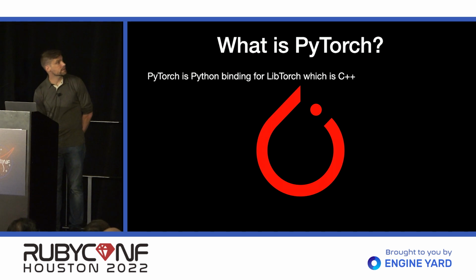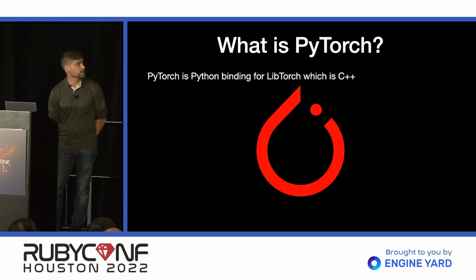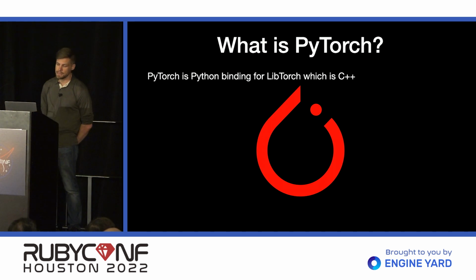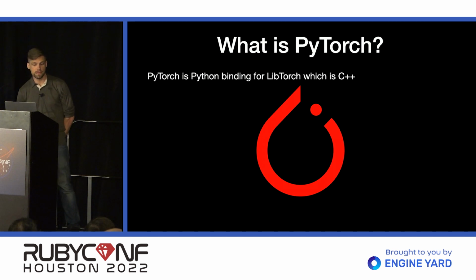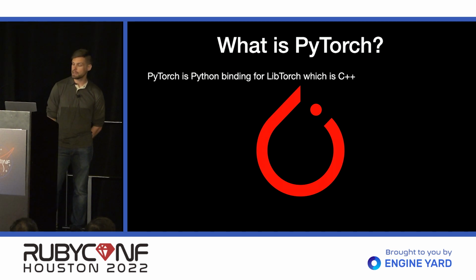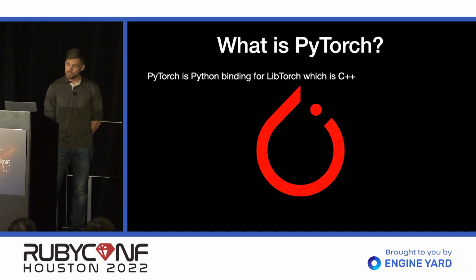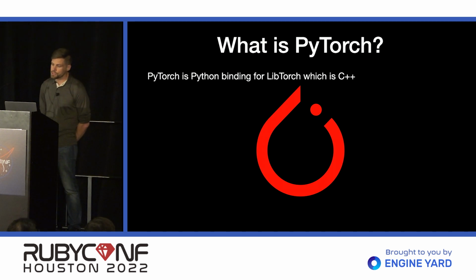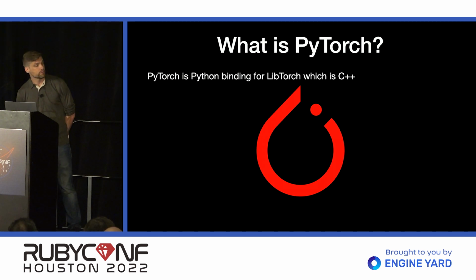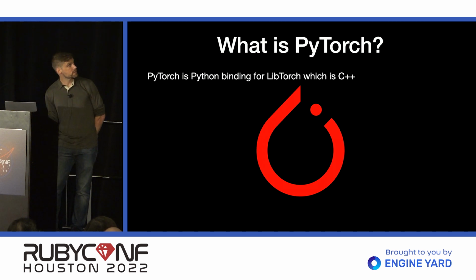PyTorch is a framework that is written in C++, and it has become the open source machine learning framework, and it accelerates prototyping to deployment of production machine learning models. So PyTorch has its own implementation of Tensor, and TorchRB wraps that for us as Rubyists.